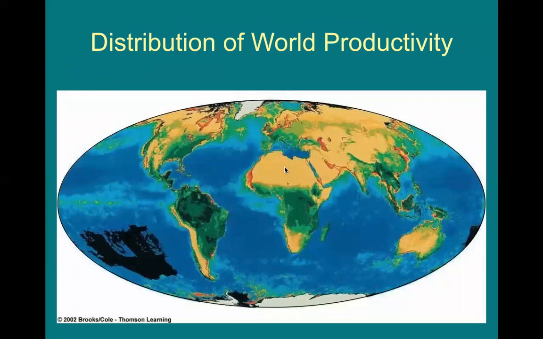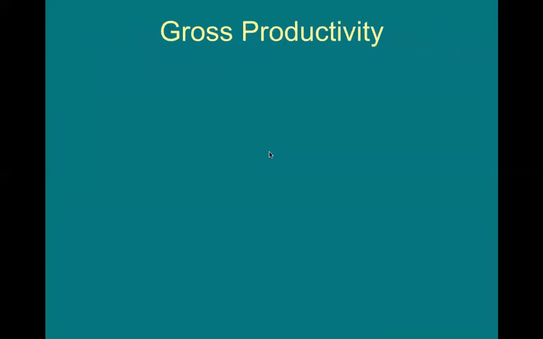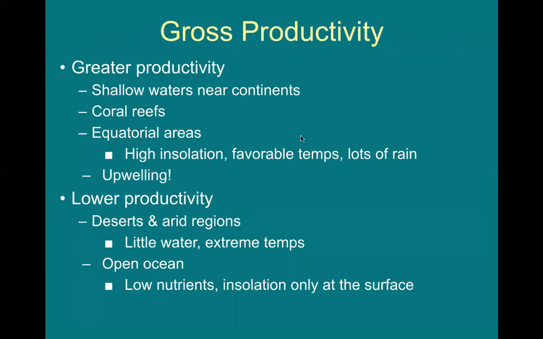So this is a distribution of productivity throughout the world. And you can notice some really obvious trends, right? We see this patch along the equator, like we've seen with our biome study, lots of rainforests and stuff there, and then the deserts here with a lot less productivity. So this variation, we see the equatorial areas with that high insolation, really high productivity. And then also shallow waters near the continents tend to have more productivity as well. And also areas of upwelling.